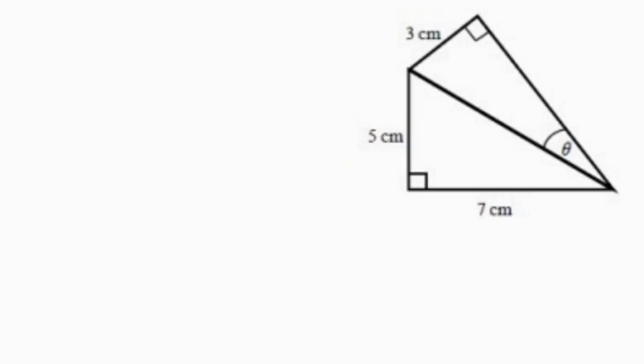We're going to solve this problem for theta. So you take a look here. What we have are two right angle triangles joined together. This indicates that this is a right angle. And right here, this indicates that this is a right angle. And they're sharing the same hypotenuse.